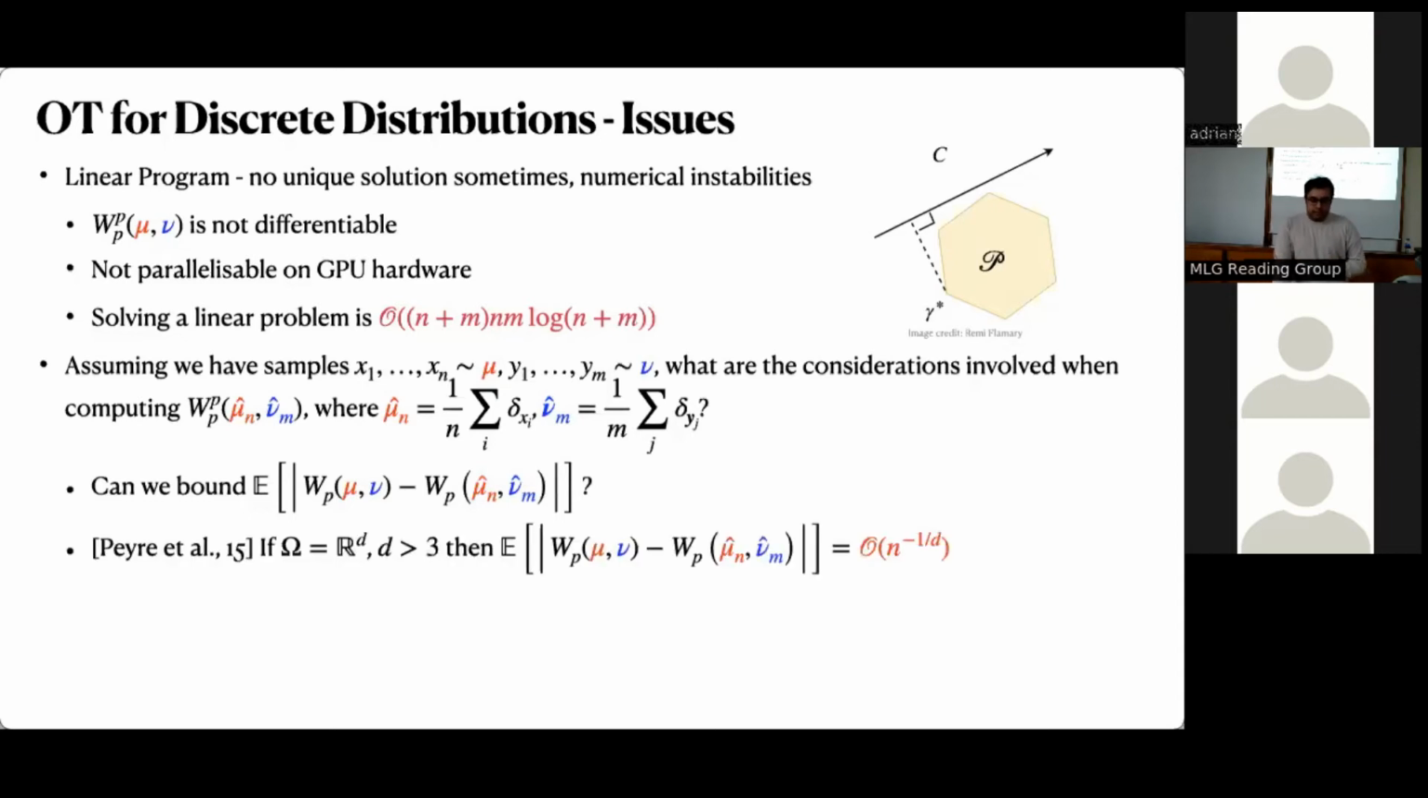And it turns out that there is a way of quantifying this for d greater than 3 and if your metric space is R^D. And it turns out that this bound is actually quite bad because it scales to 1 over D. And so what that means is, if the dimensionality D is 1, then you need an order of n points to have a linear bound. But now let's say D is equal to 10, you would need an order of n to the 10 samples from your underlying distributions to actually converge to the true Wasserstein distance over the underlying distributions.